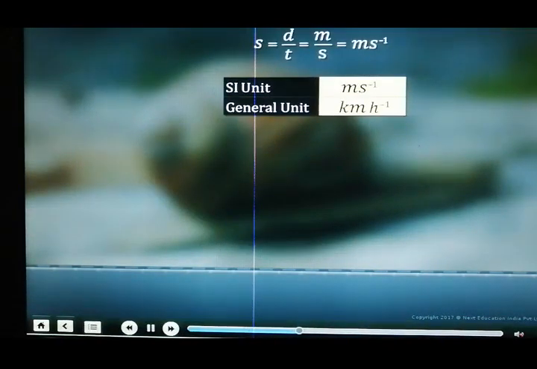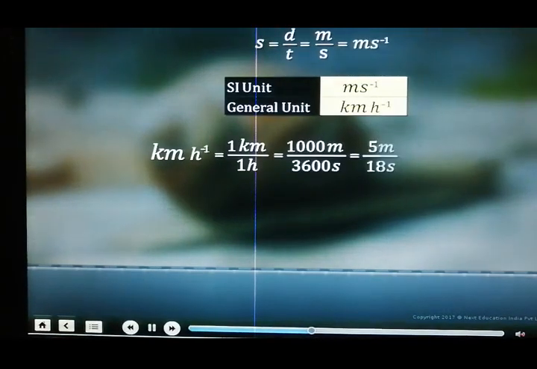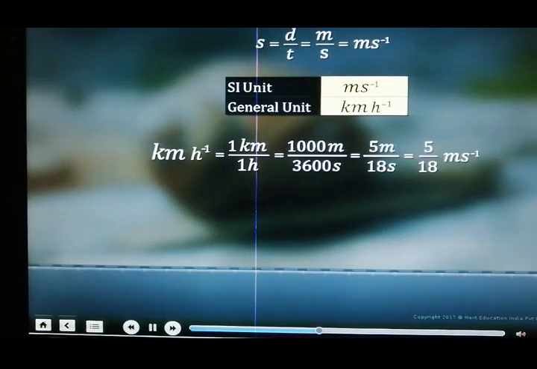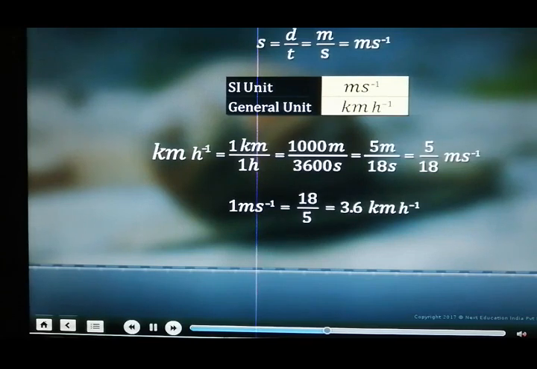Speed is measured in meters per second in the SI system. Typically, you measure speed in kilometers per hour. 1 kilometer per hour equals 5 divided by 18 meters per second, or 1 meter per second equals 3.6 kilometers per hour.